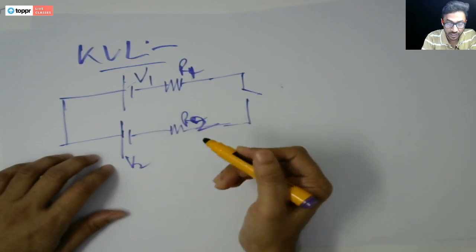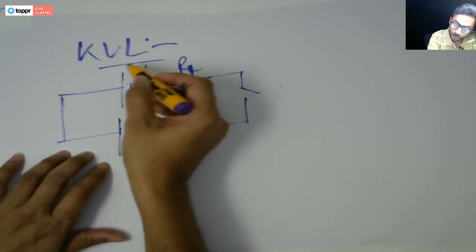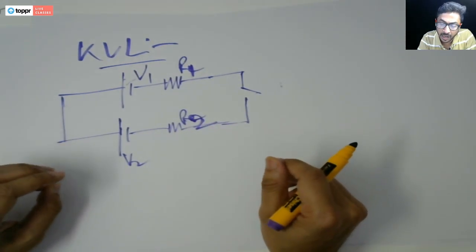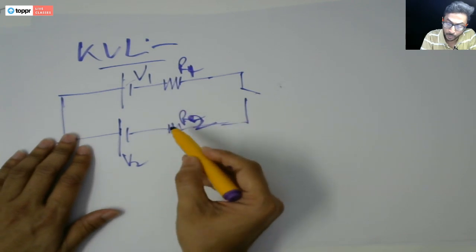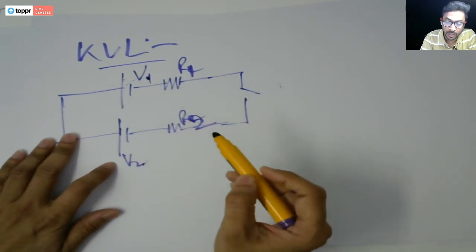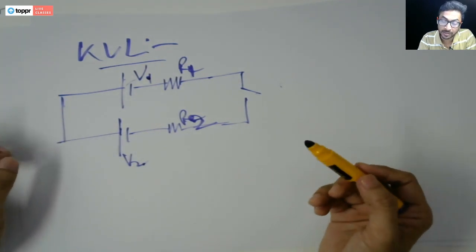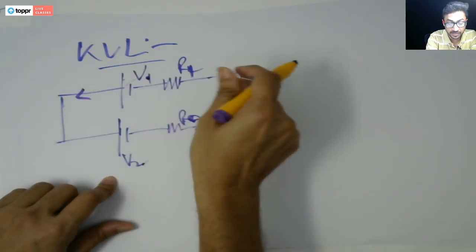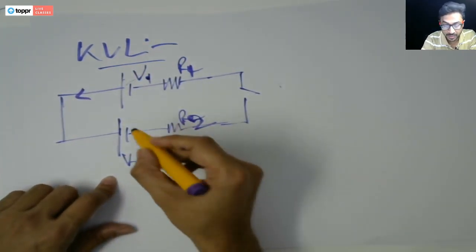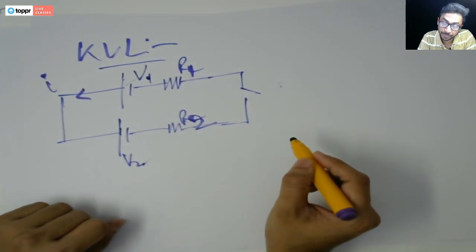But what is the application of this? Let's see how we can find the current in just a simple loop like this. Say V1, V2, R1, R2, we don't know the values of V1 and V2, R1 and R2. We don't know the direction of the current. Let's assume the current, but we know this is only one loop, so only one current is flowing. So the current, say, is I.